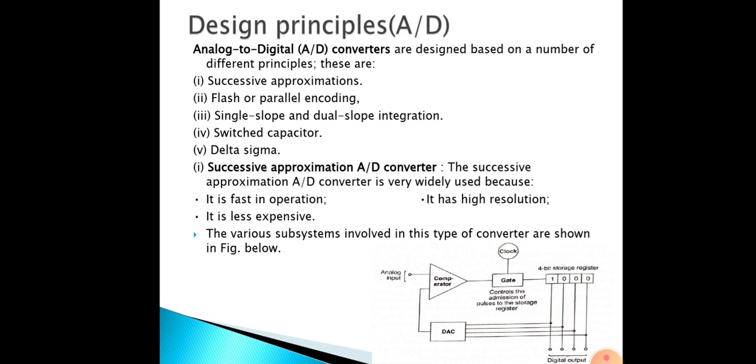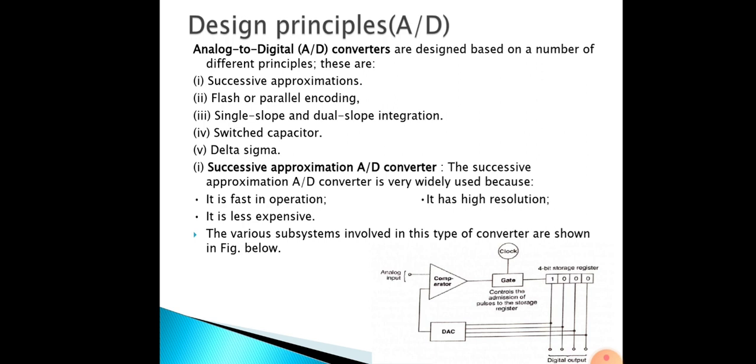Then next, the first one we will be seeing is the successive approximation A to D converter. The successive approximation A to D converter is fast in operation, has high resolution, and is less expensive.